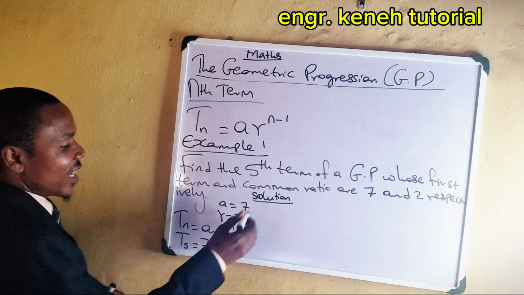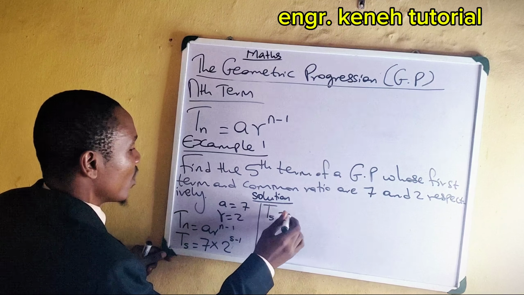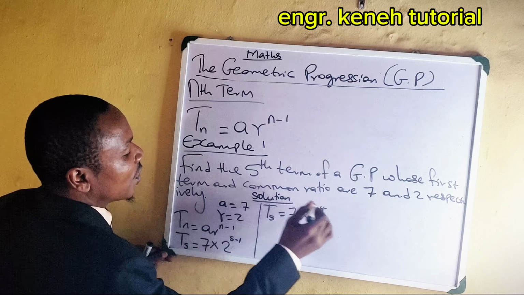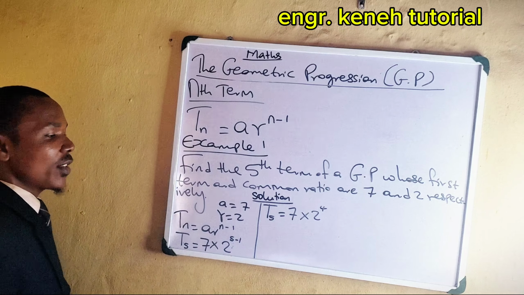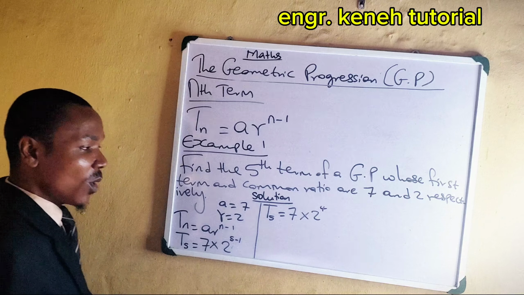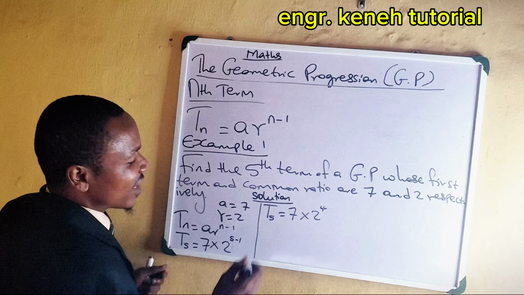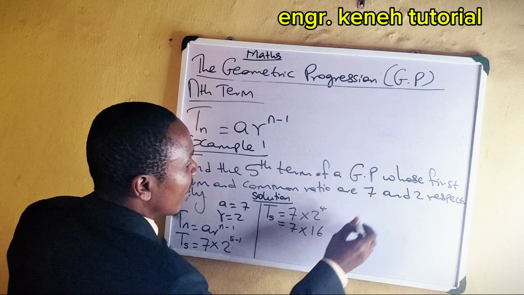There is not much space here. Let me continue over here. So we have that T5 is equal to 7 times 2 raised to power what? 4. 2 raised to power 4 simply means 2 times 2 times 2 times 2. 2 times 2 will give us 4, times 2 will give us 8. 8 times 2 will give us what? 16. So we have this to be 7 times what? 16. Let me solve it here.